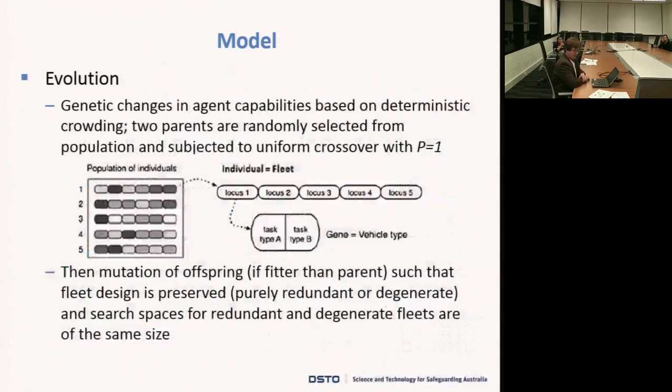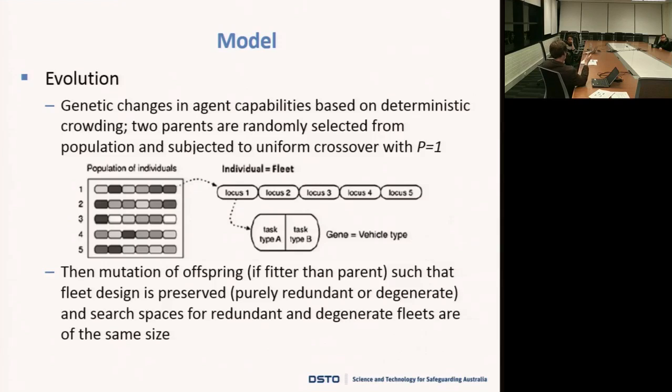Now, I indicated here we evolve computationally our agents. So we use initially a very simple way of genetic algorithms, at least the first part. We pretty much use deterministic crowding.